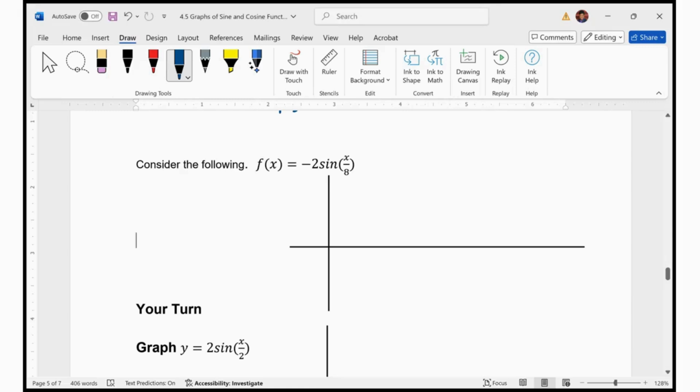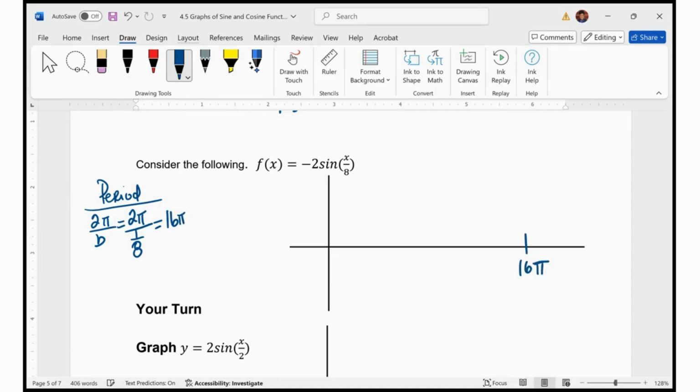The one thing that stood out is that negative in the front. I want y'all to know that means it's going to reflect when we get to the end. All right, so period: 2 pi over b. What is b? 1 over 8. So when you did your calculation, what is the period? 16 pi. Yep, 16 pi. So that's what we're going to put here, 16 pi.